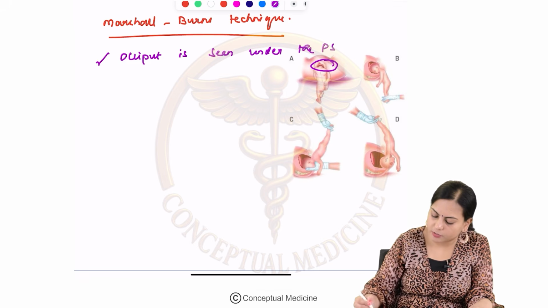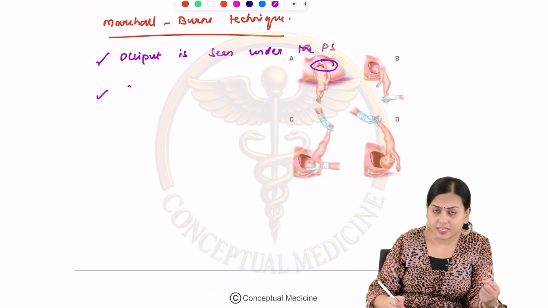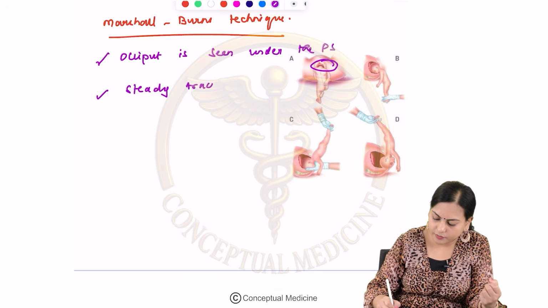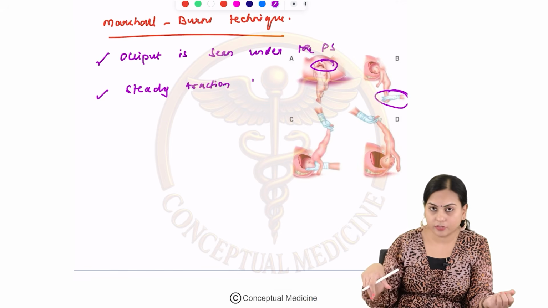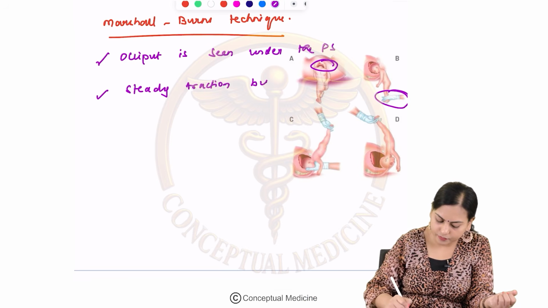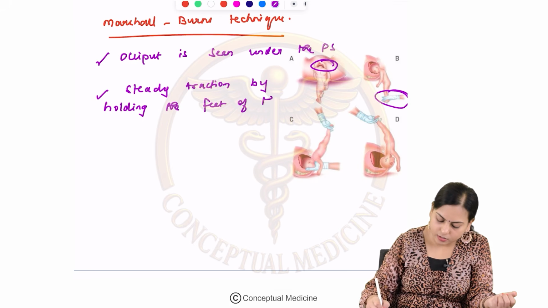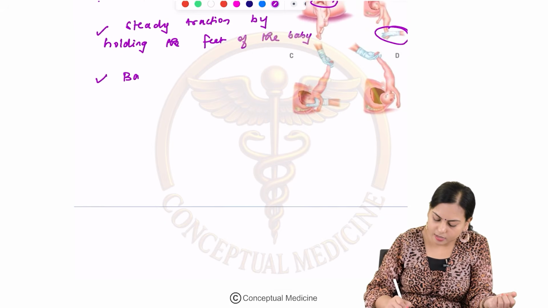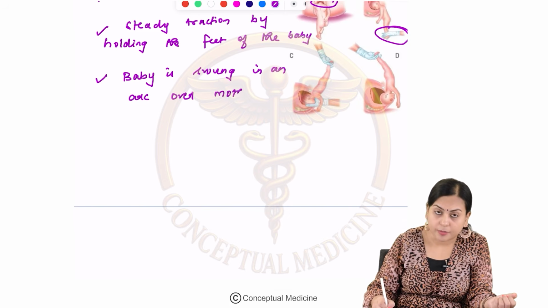under the pubic symphysis. You are able to see the occiput here under the pubic symphysis, right? And then you have to give a steady traction. So this is what they are doing. They are giving a steady traction by holding the feet of the baby. Then the third step is the baby is swung in an arc over the mother's abdomen.